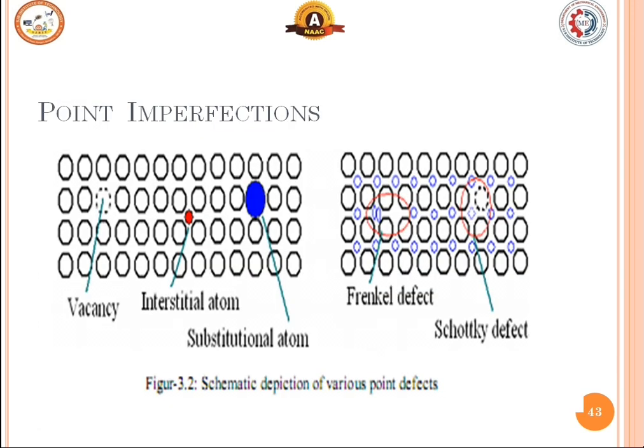So this is the schematic of point imperfection. Here you can see there will be a vacancy, and an interstitial atom is added. For that, the substitutional atom will be there. So if there is any vacancy, the atom will get substituted. Here you can see where all the interstitial atoms are there. If it is not occupied, then it is known as Frenkel defect. Where, if the atom has got a vacancy, then that is known as Schottky defect.